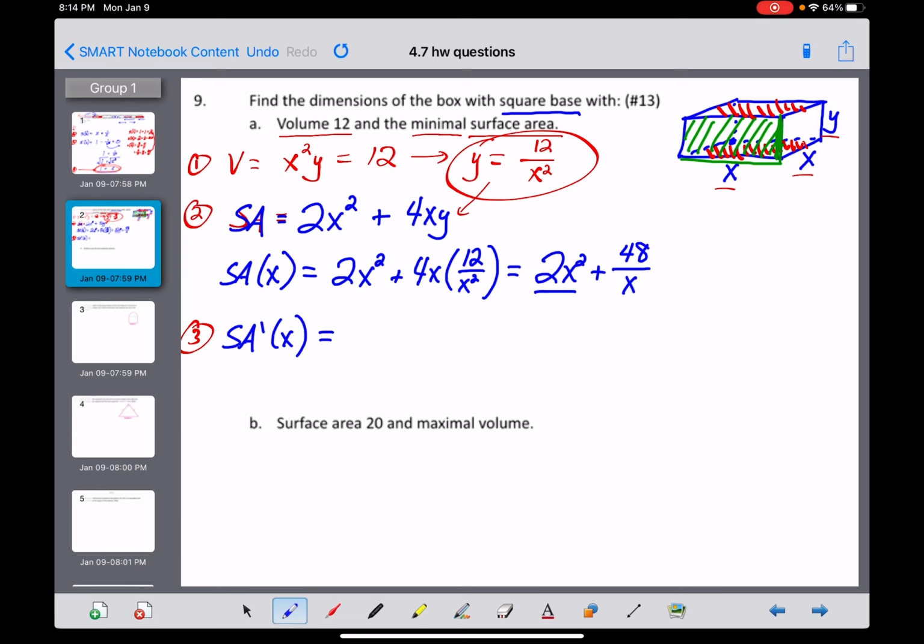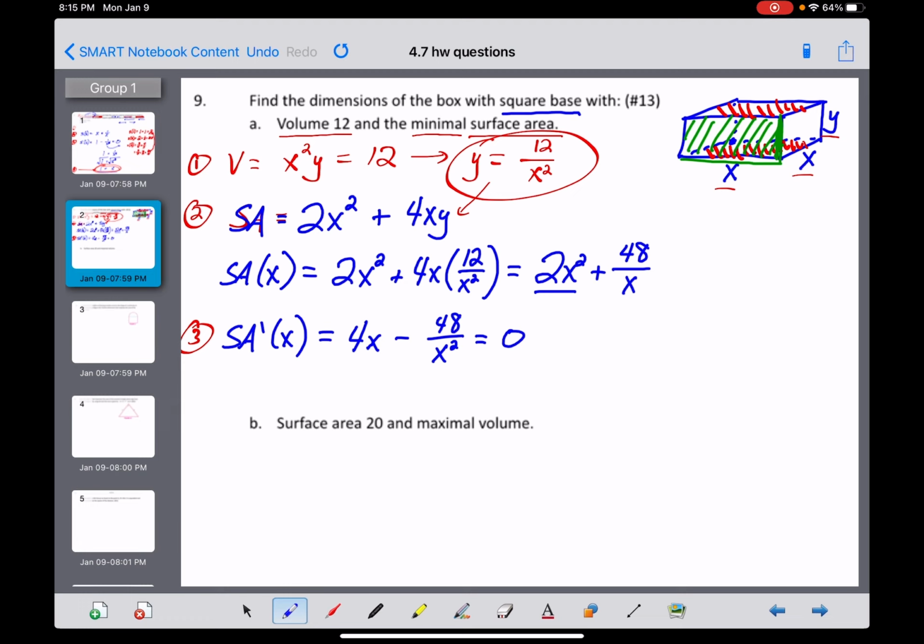So the derivative of 2x squared is going to be a 4x. That didn't sound right, but yeah, that's correct. And then plus 48x to the negative first, that derivative will be a minus 48 over x squared. We're going to set that derivative equal to 0 and solve this.